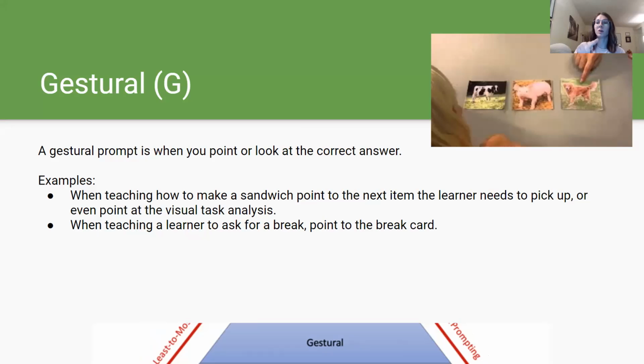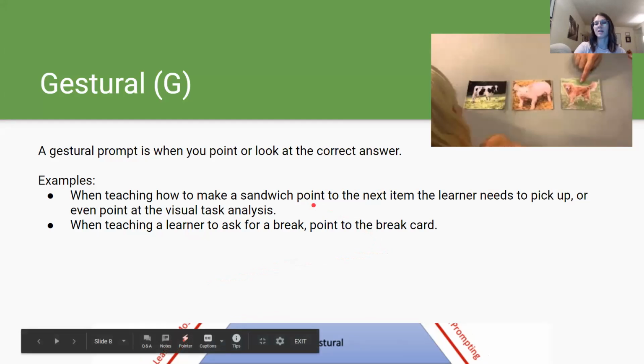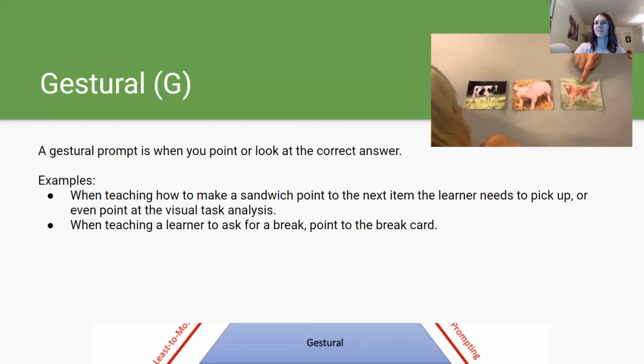Gestural is when you just point to the correct answer or the correct responding. So with our sandwich, you can point to, oh, and you're not able to see this picture. Here's a gestural prompt. So same thing with that. You could point to a picture or the next item. With the break card, same thing, point to the break card.